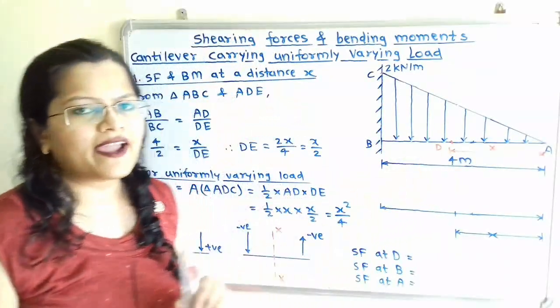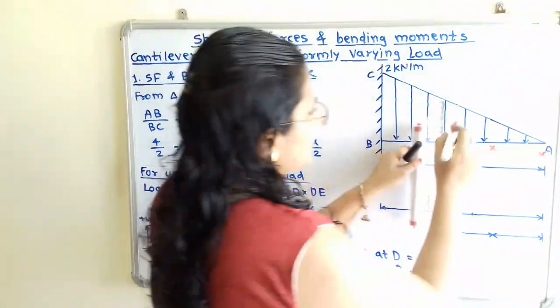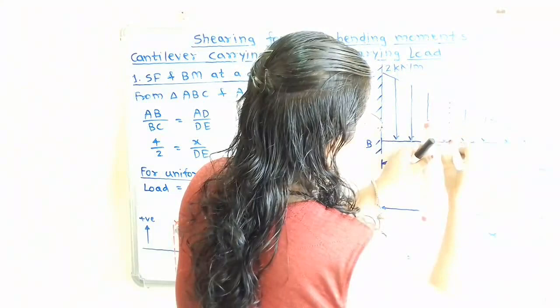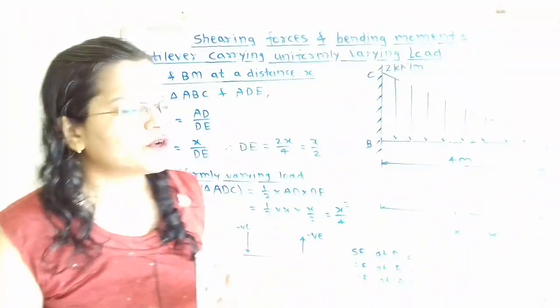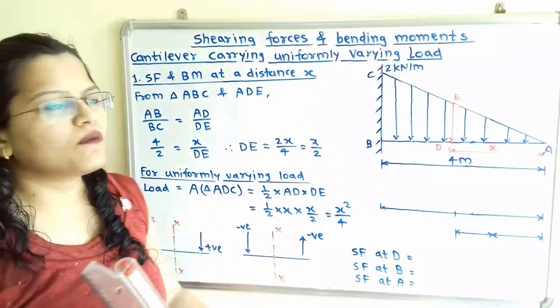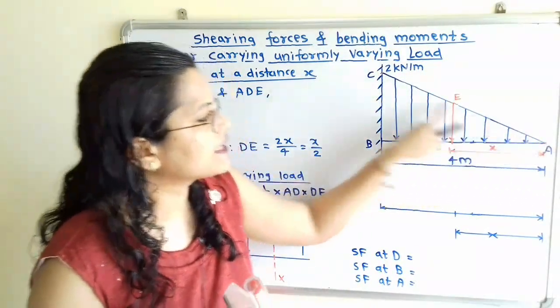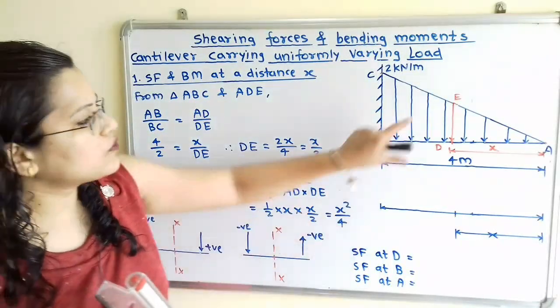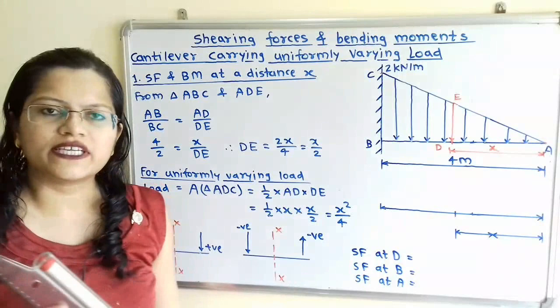Now we have to find out the load acting at point D. So I will show here the load at this point D. Now if we observe, this is the uniformly varying load where this AC is the common inclined line. Now how to find out this load? That is, we have to find out the value DE.